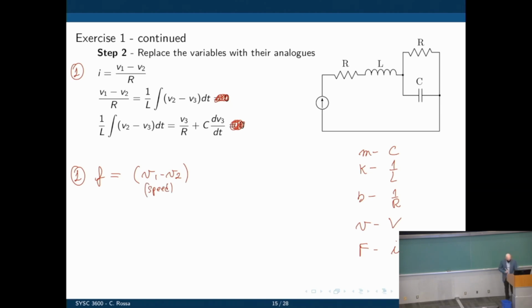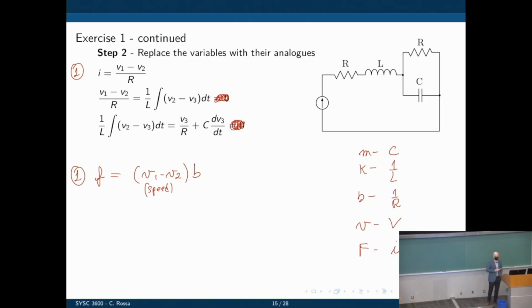And the 1 over R becomes simply B. I'm just replacing everything with their analogies. And look at what we created here. What does this equation represent? The force developed in a damper. So all the energy from the force is being dissipated in the damper. In the electrical system, all the energy from the current dissipates in the resistor in the form of heat. And here is the same, but now we've just created the equation for the damper.